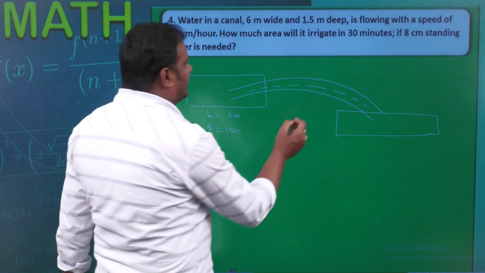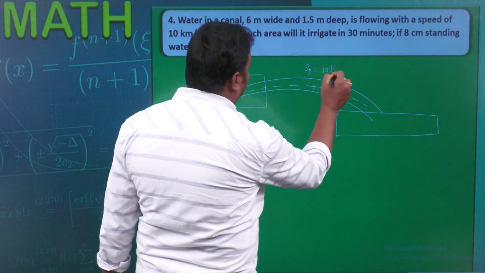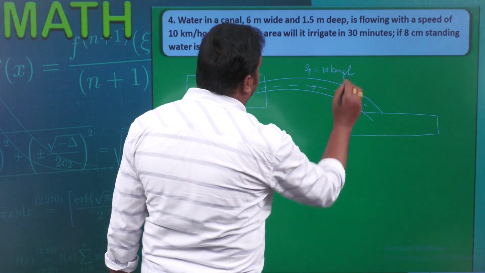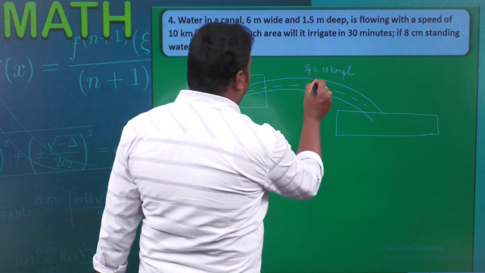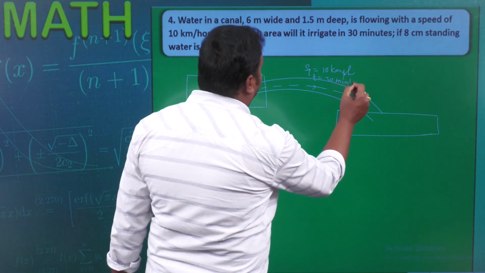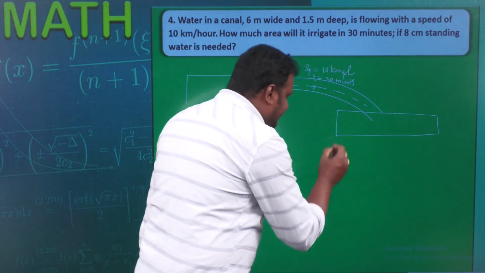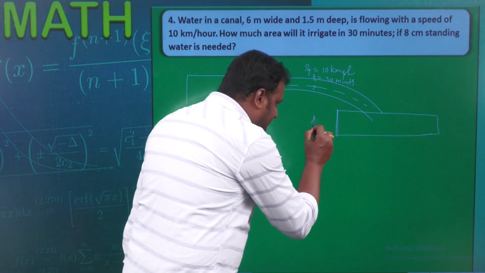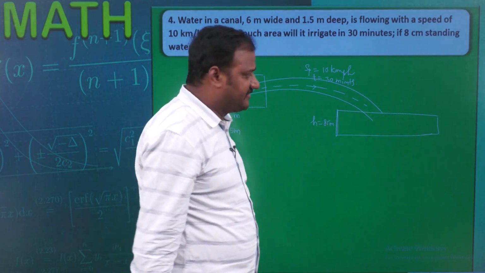See, the speed of the water flow is given as 10 kilometers per hour. And how much area will it irrigate in 30 minutes? So time taken is equal to 30 minutes. Then it is occupying this area. If 8 centimeters of standing water is needed, so H is equal to 8 centimeters here in this canal or some place, whatever it is.